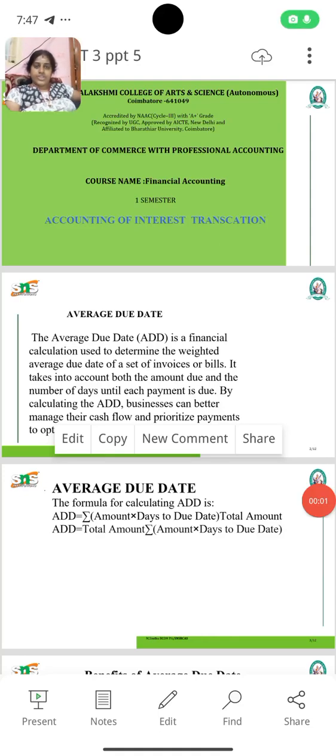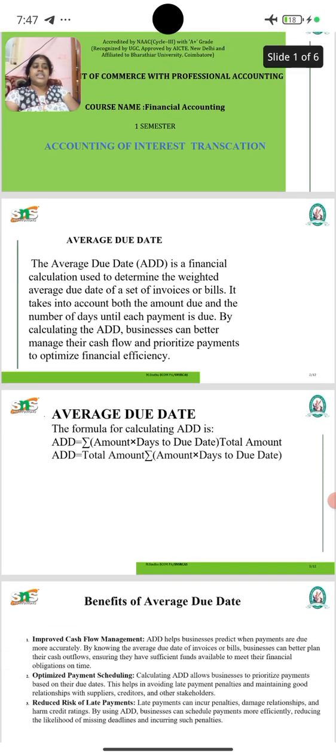Students, in this video, we are going to see about accounting interest transaction in the average due date. The average due date is a financial calculation used to determine the single date on which multiple payments or debts with different due dates can be settled without incurring any interest. It is often used in accounting and finance to simplify the management of accounts payable and receivable.